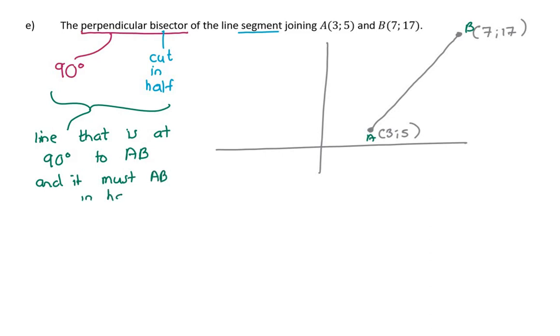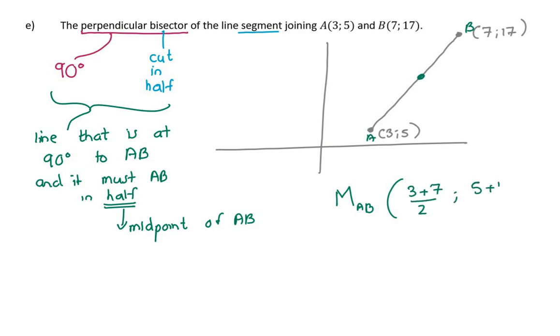Now that's great, because if it cuts it in half, that means it goes to the midpoint of AB. So the question is, can I find the midpoint of AB? Well, absolutely, because I have a formula to do that for me. So what's the midpoint of AB? Well, add the x's together and divide by 2. Add the y's together and divide by 2. And so that'll be 10 divided by 2 is 5, and 22 divided by 2 is 11. So I know I've got the point 5, 11, which is on this line segment.